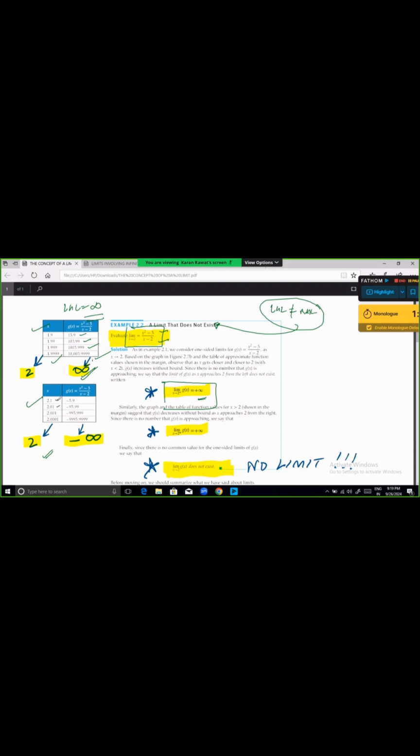Same thing you can see here. When you put the value of x close to 2 from the right hand side, it's 2.1, 2.01, 2.001, and you can see the values are approaching minus infinity. So this is the case for the right hand limit, and that is the case for the left hand limit. We can say that the limit does not exist.